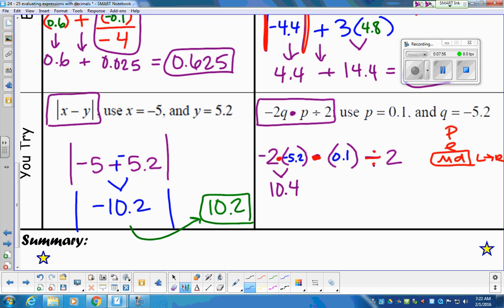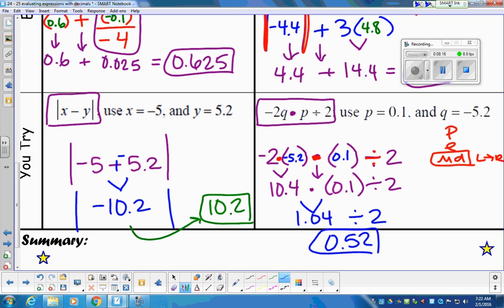Again, you might just dump it in your calculator. That's fine. If you haven't used it, drag it down. I'm going to drag all that stuff down. As I'm working left to right then, 10.4 multiplied by 0.1 gives me 1.04. If I haven't used it, drag it down. So we have 1.04 divided by 2 gives me 0.52. Go ahead and check your work there. Make sure we're on the same page, 0.52.